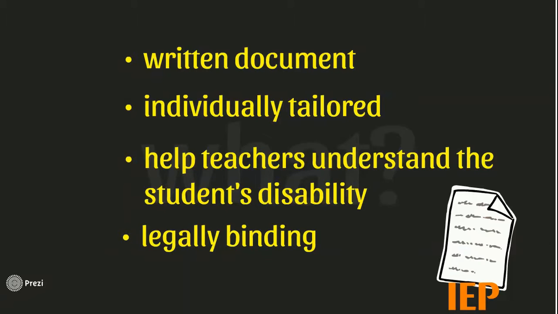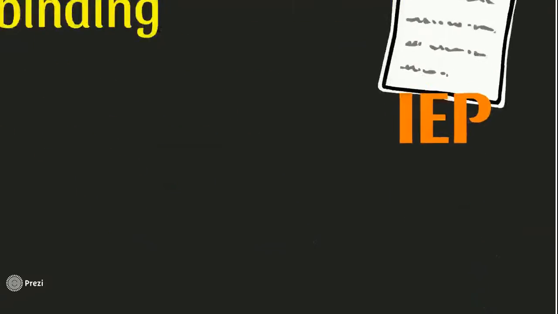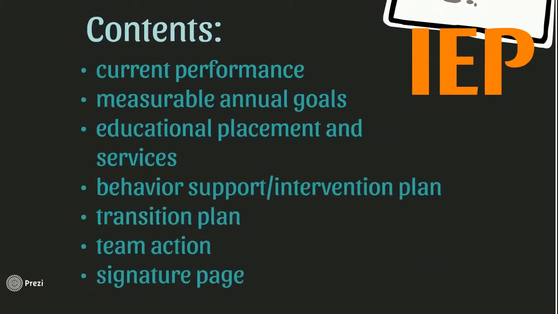Before an IEP can be written, your child must be eligible for special education. An IEP includes the child's current level of academic performance, measurable annual goals, special education supports and services, behavior support plan or behavior intervention plan if it's needed, a transition plan, team action, and a signature page.